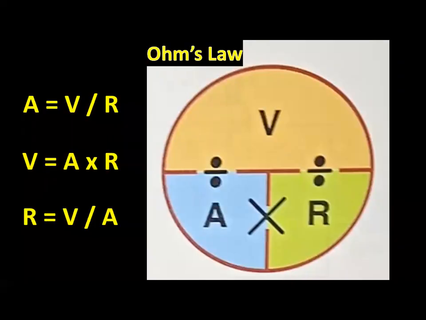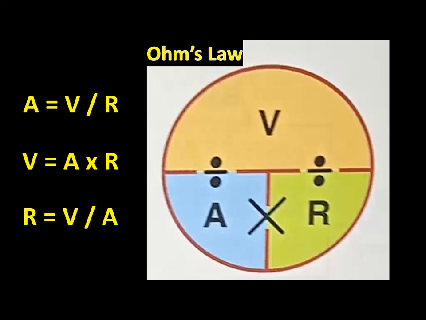Ohm's law states that the current flow in a circuit is directly proportional to the voltage and inversely proportional to the resistance. This indicates that an increase in voltage causes a corresponding increase in current flow, whereas a decrease in voltage reduces current flow. Conversely, an increase in resistance decreases current flow, and a decrease in resistance increases current flow.